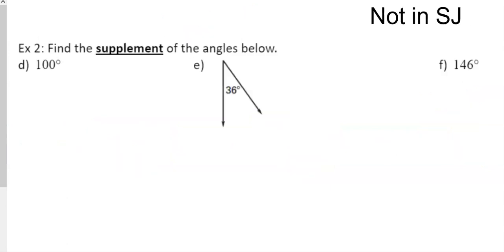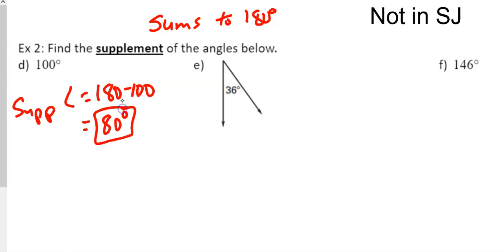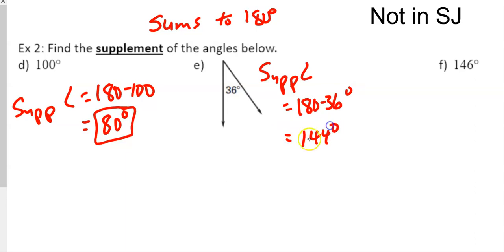Again, not in the student journal, but now we're switching gears. Supplementary sums to 180 degrees. So the supplementary angle to 100, you take 180 and you subtract 100. That gives you 80 degrees. And that's the same process we're going to do for all these. So if this is supplementary, you do 180 minus 36, and that will give you your supplementary angle, 144 here.